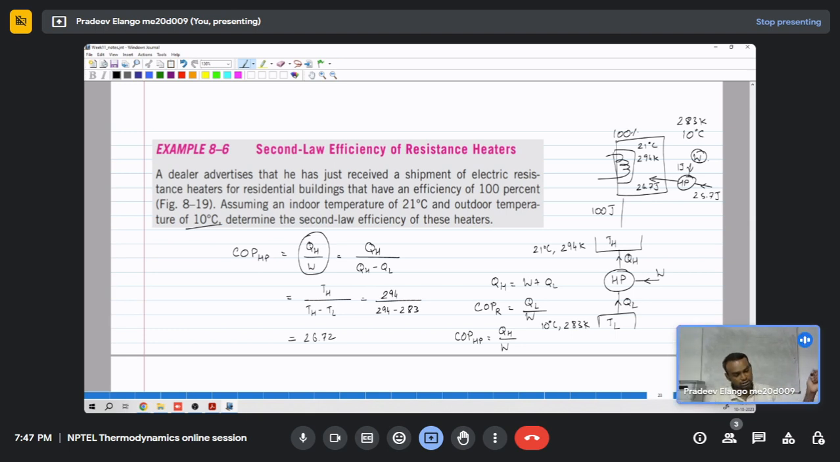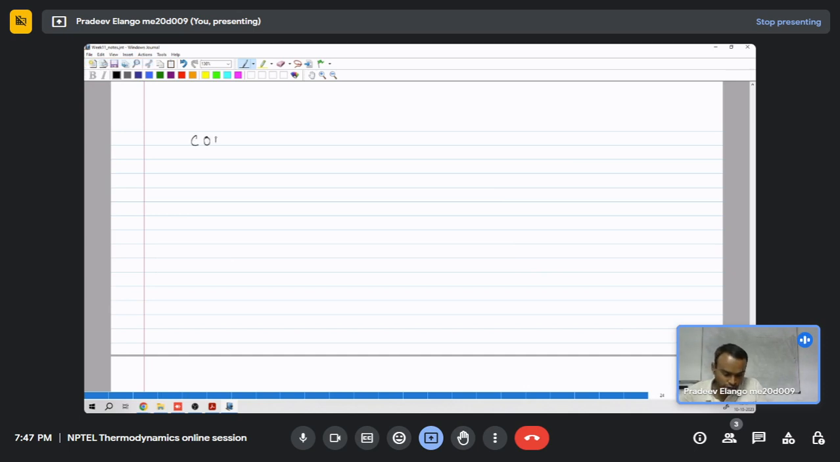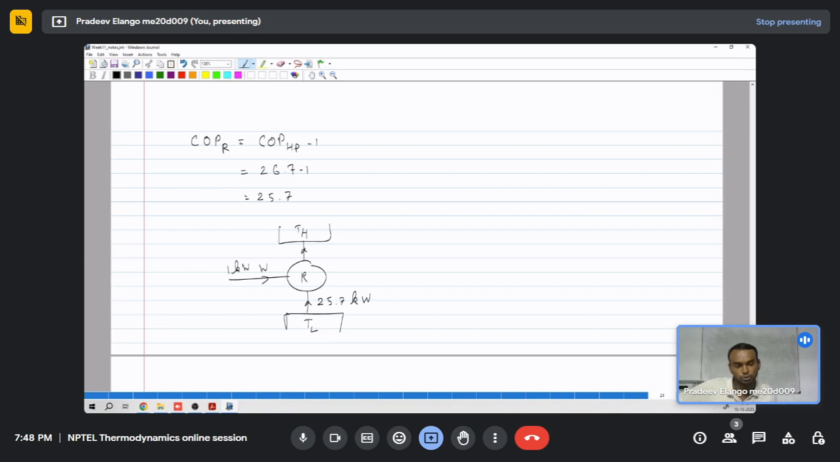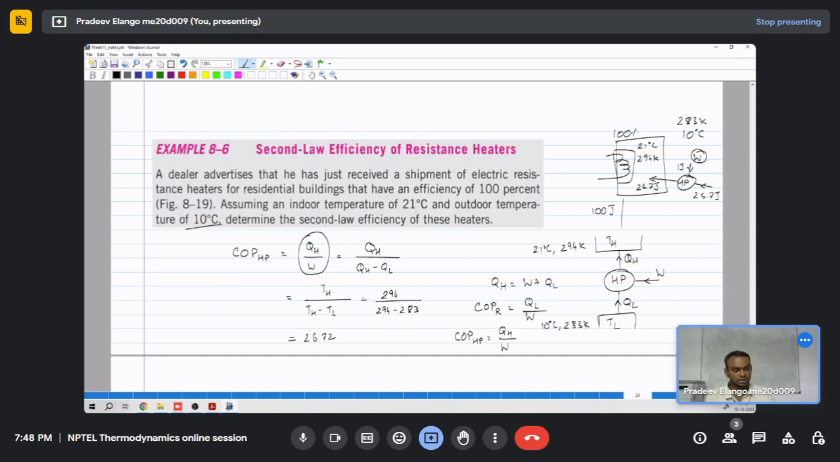Similarly, if you consider the COP of the refrigerator, you would have found the relation somewhere. COP of the refrigerator is COP of the heat pump minus 1. So here it will be 26.7 minus 1, that is 25.7. Now if I supply only 1000 watts of energy to the refrigerator, it will take 25.7 kilowatts from the low temperature reservoir and pump it to the high temperature reservoir. So now we can see this is more efficient than the resistor that we already had.